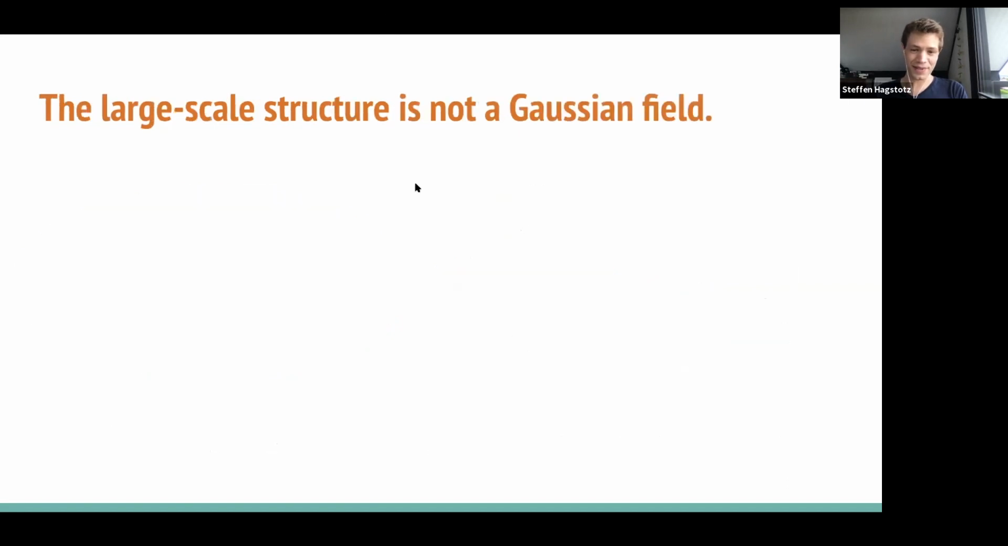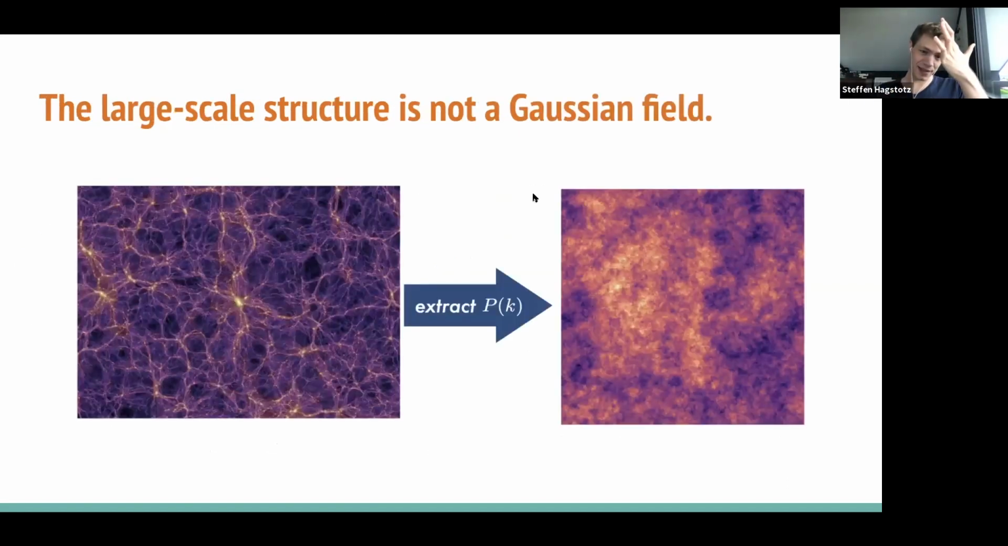Okay, but what happens if you look at the universe a bit later? Then it looks a bit like this picture here on the left. This is from the Millennium simulation. I just took the power spectrum from the simulation and generated a Gaussian random field using the same power spectrum. So both pictures have exactly the same power spectrum, but they look very different. And the reason, of course, is that the large-scale structure today is not a Gaussian random field. So we see a lot of structure there.